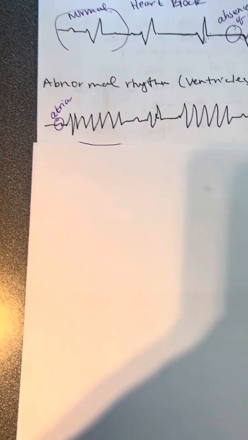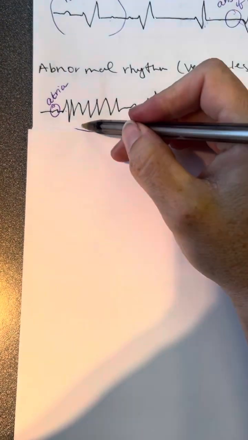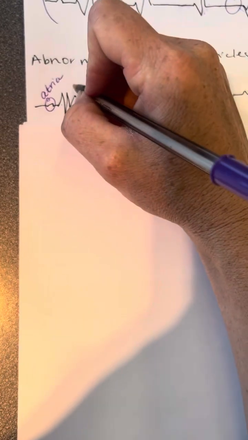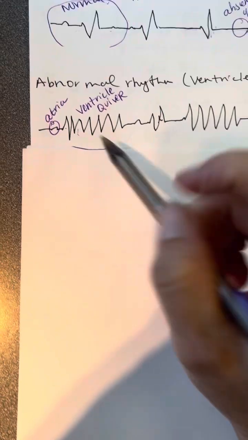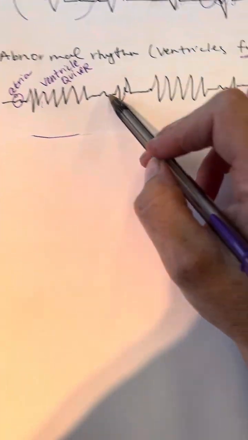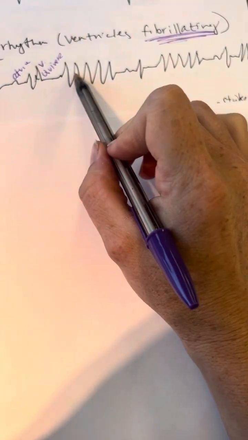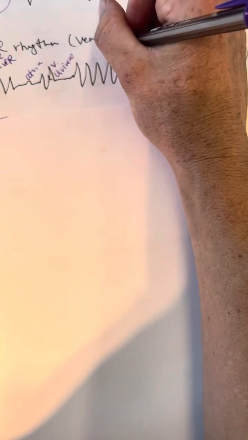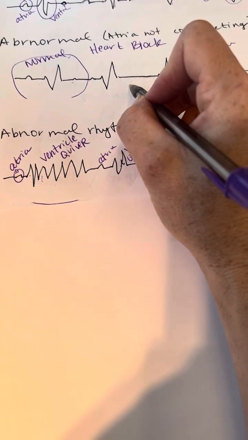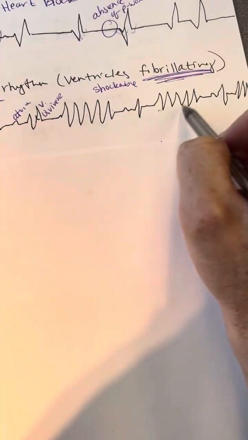All right, so here we have the atria contracting, and then the ventricles start to quiver. Okay, so we get ventricular quivering, and then we get the atria again, atria contraction, and then the ventricles start to quiver. Okay, abnormal rhythm. This is fibrillation. This is a shockable rhythm, by the way. We can shock this. This might require an implantable pacemaker. This we can shock. This is abnormal. We would shock this. So that's abnormal ventricles.